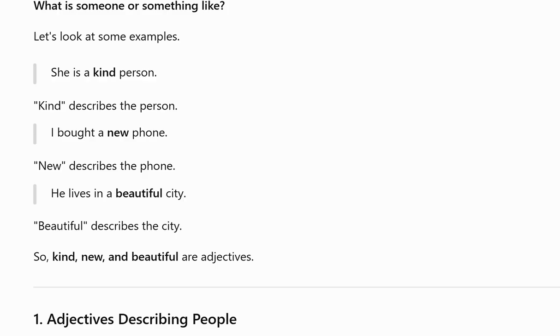She is a kind person. Kind describes the person. I bought a new phone. New describes the phone. He lives in a beautiful city. Beautiful describes the city. So kind, new, and beautiful are adjectives.